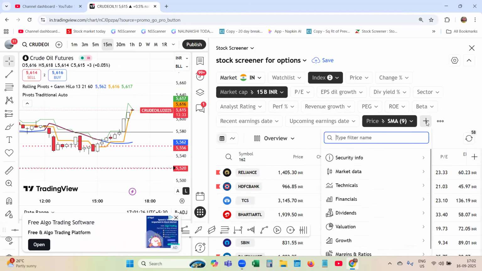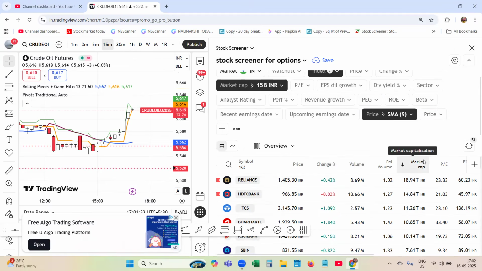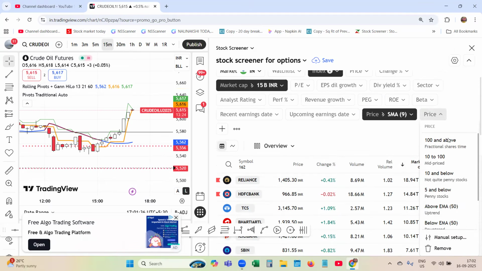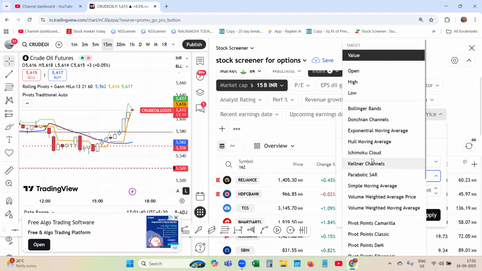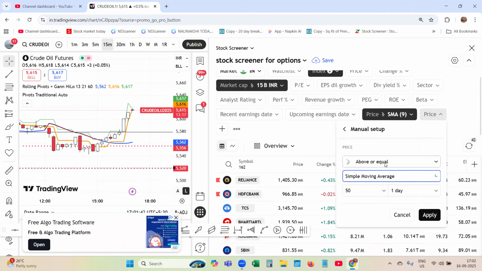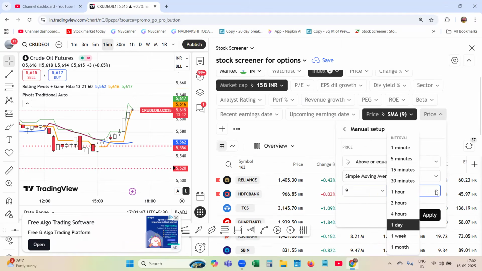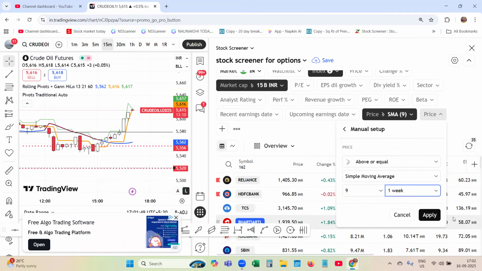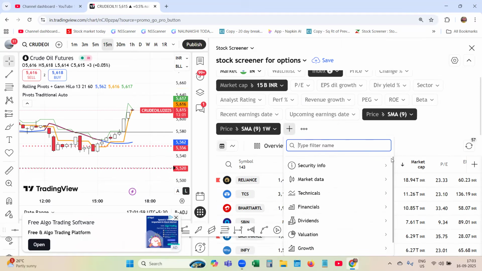Again, I'm adding a filter, going to market data and selecting price. Here again I go to manual setup, above or equal, and select simple moving average, this time 9 period but for the weekly, because I want good, trending stocks. I'm applying it.